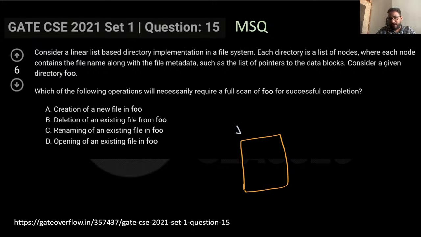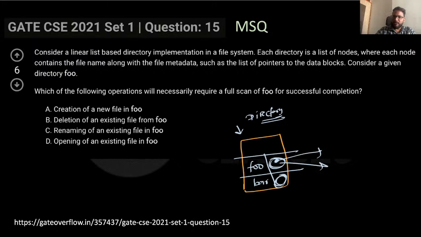In each directory, or maybe the inode of the directory, has the list of nodes where each node contains the file name, maybe let's suppose foo. Okay, here itself you are containing the file name along with the file metadata. Whatever is the metadata, you are storing the metadata here itself, right? So basically this is the inode of the directory, and generally we just call it directory, such as the list of the pointers to the data blocks and all, right? Whatever the list of the pointers, you are storing directly here. You are not maintaining the inode for the file separately.